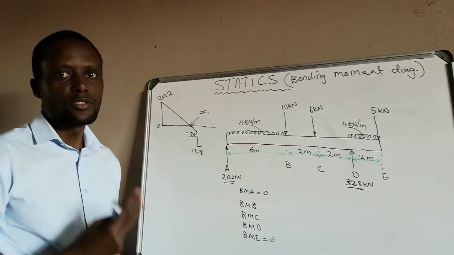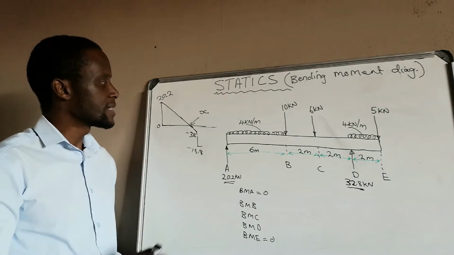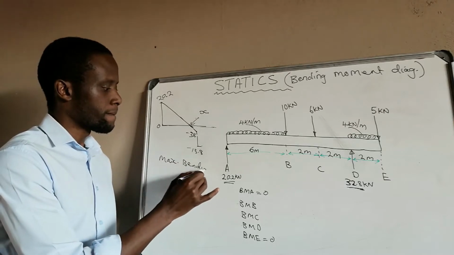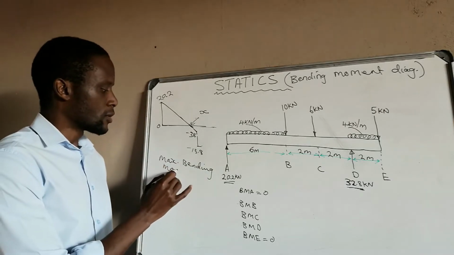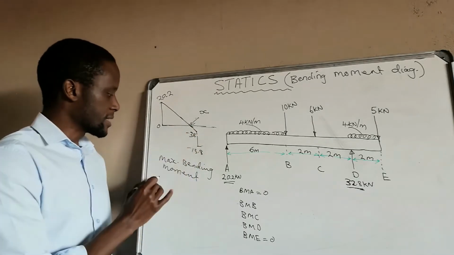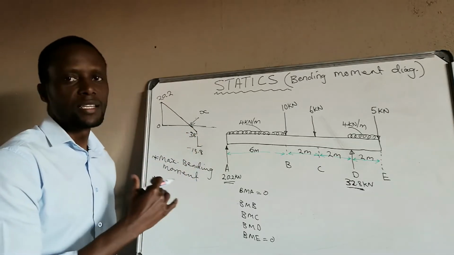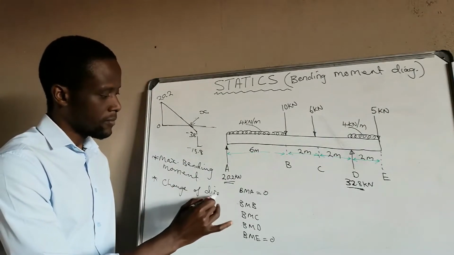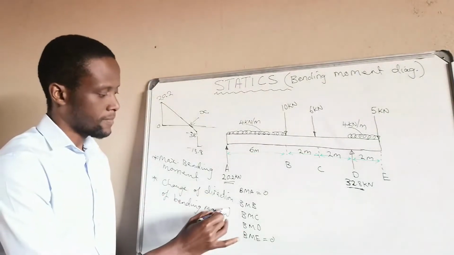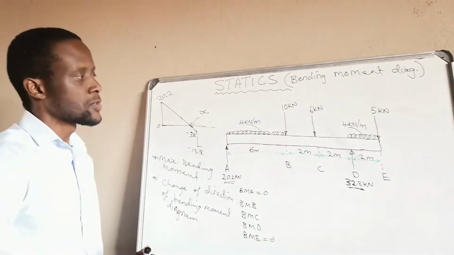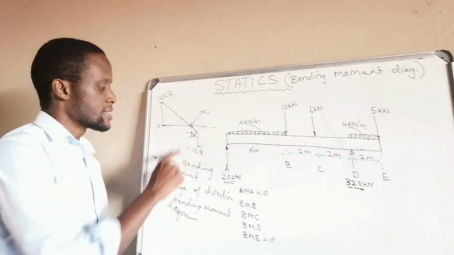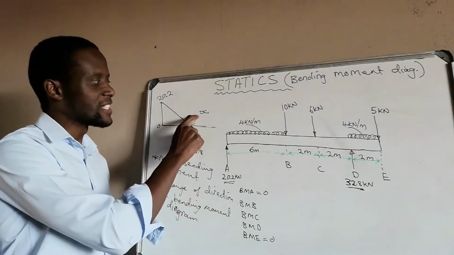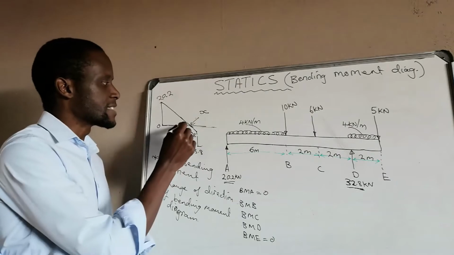At that point, there are two things that are happening. Number one is that at this point, that is where we have our maximum bending moments. And also at this point, that is where we have the bending moment diagram changing direction. So at this point, there is the maximum bending moments, and also there is the bending moment diagram changing direction. It is the highest point, exactly at that point.